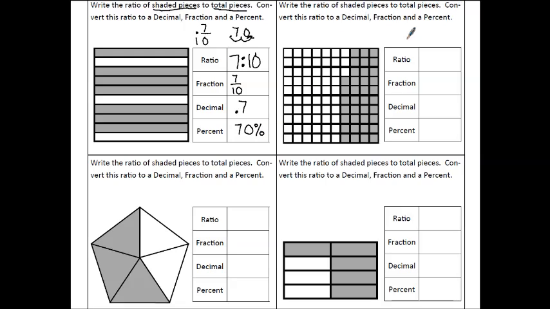Now for this next one, we're going to write the number of shaded pieces to total pieces. So we have 10, 20, 30, 37, and we're comparing that to the total number of pieces. So 37 shaded pieces and 100 total pieces. So 37 is the first number and 100 is the second number. And for a fraction, we are going to write the first number as my numerator and the second number as my denominator.